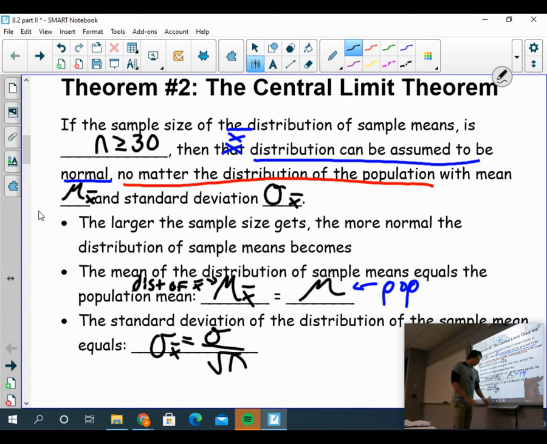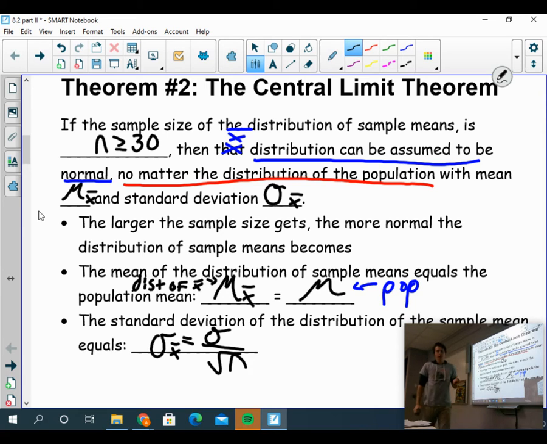Okay? So what's the big picture here? The consequences are identical. What we will have to determine is if by Theorem 1 or by Theorem 2, the central limit theorem, the distribution of sample means is normal. If we determine that the distribution of sample means is normal, whether it's by Theorem 1 and the population's normal, or by Theorem 2 and the sample size is greater than or equal to 30, we will be able to determine mu of x bar and sigma of x bar. Okay?